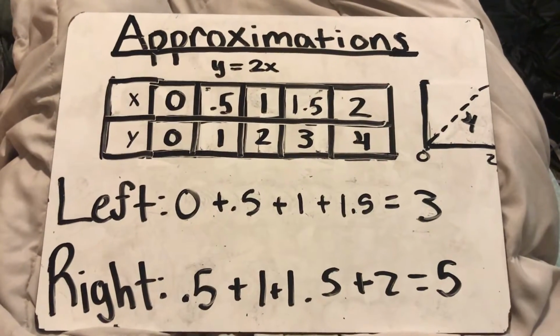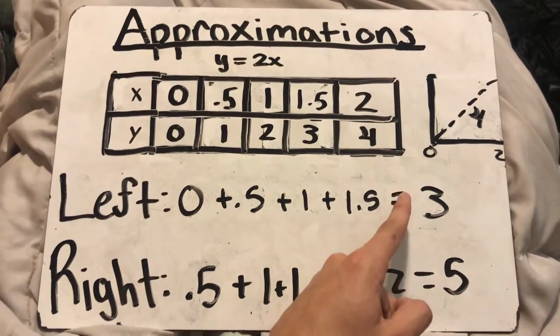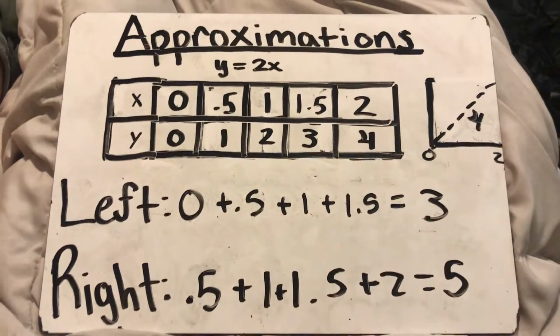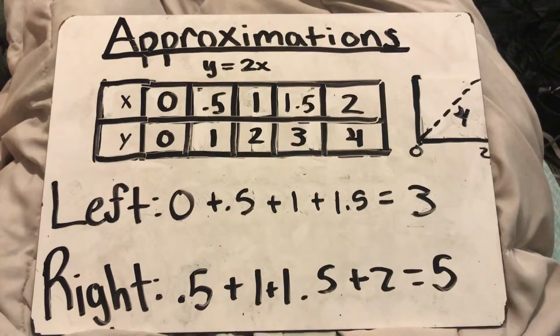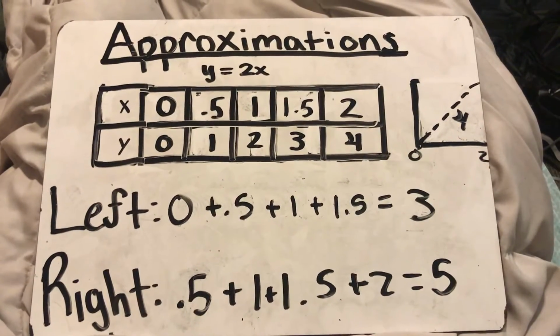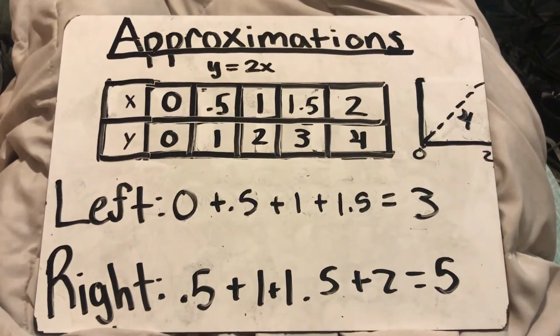As we can see, these are not exact answers. 5 and 3 are different from the 4 we found geometrically and also using integrals, but this is just here to show you that there is a difference between the methods and just to compare them overall.